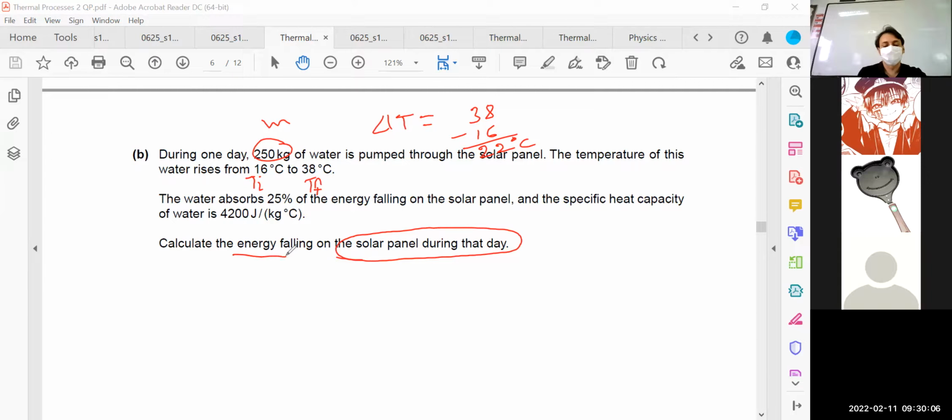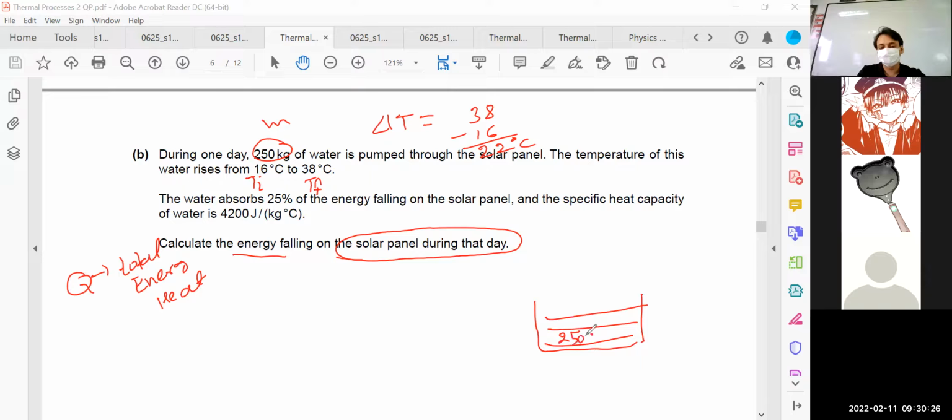I will assume that Q is the total energy, or total heat, incident on the water. Suppose 250 kilogram of water is there, heat radiations are falling, and 25% of the radiation is absorbed by the water, increasing the temperature from 16 to 38 degrees Celsius. And then you have to find how much radiation is falling on it. So how will you do this question?